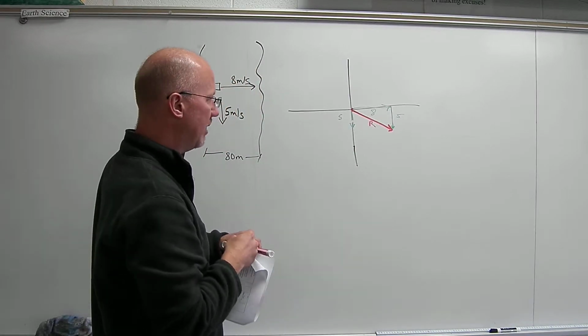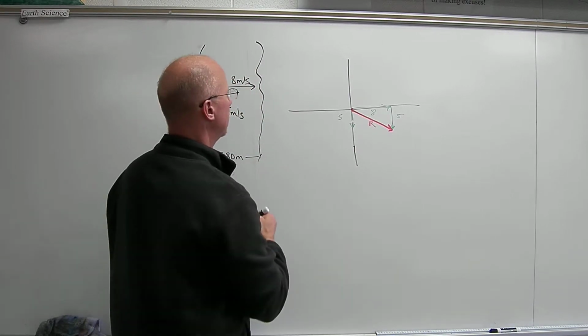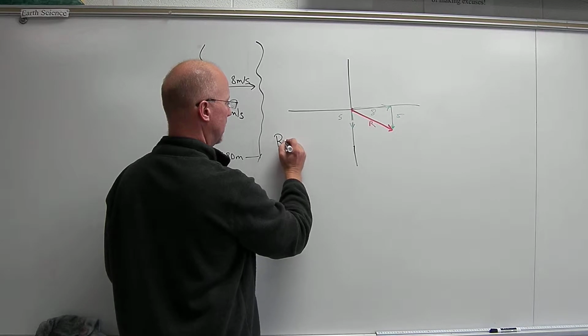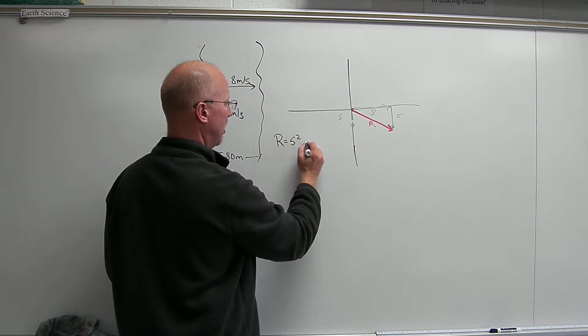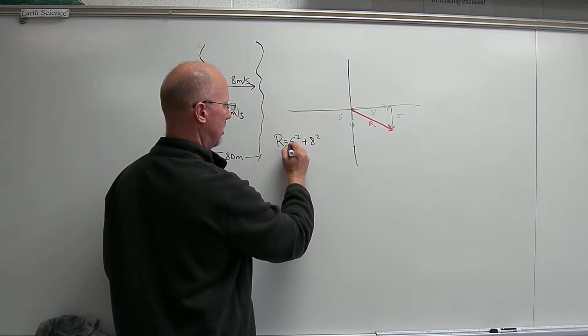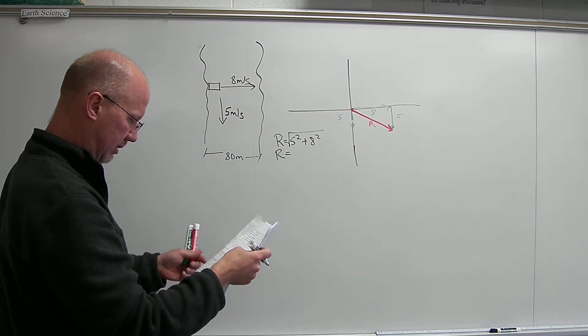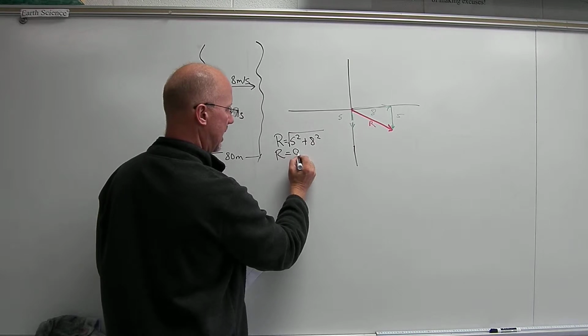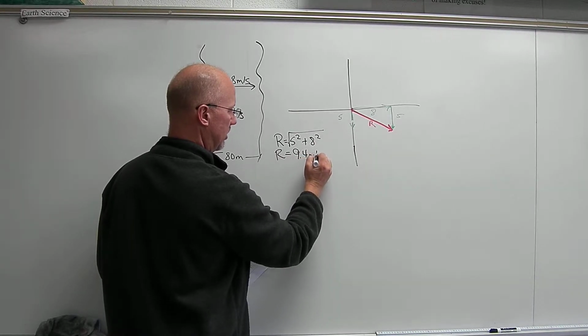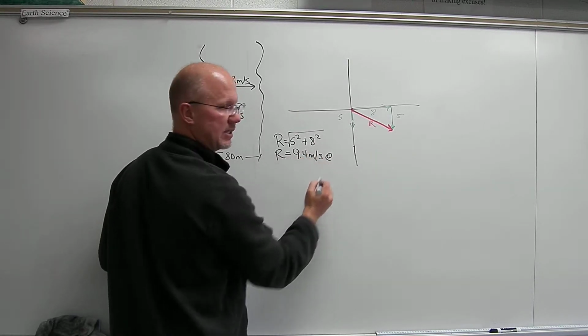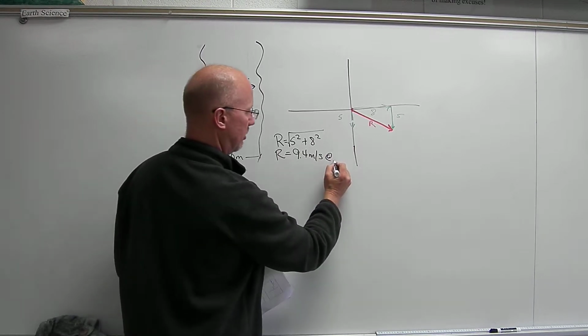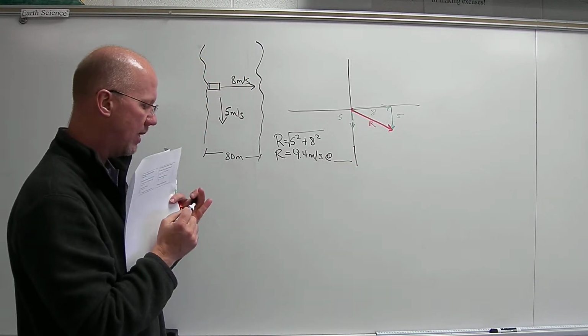To find the resultant, we're just going to take the square root of 5 squared plus 8 squared. When we do that, we find out that the resultant is equal to 9.4 meters per second. And then the second part is always the direction. So we have to work on that next.